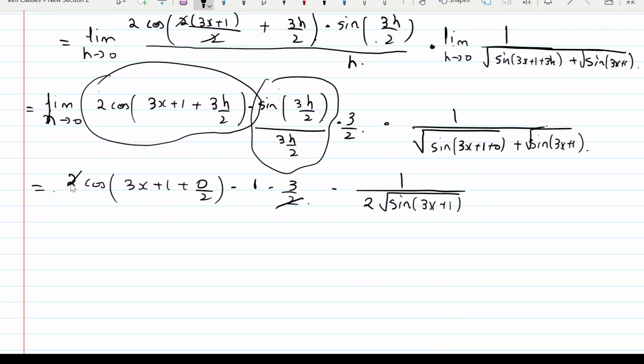So this 2 and this 2 cancels. So this is equal to cos of 3x plus 1, and this 3 is there, so 3 cos 3x plus 1 into 1 divided by 2 into root of sine 3x plus 1. That's the answer. Okay, so they're little lengthy problems, but that's the method you use. So I think I'll stop over here. The other problems you might be able to do.